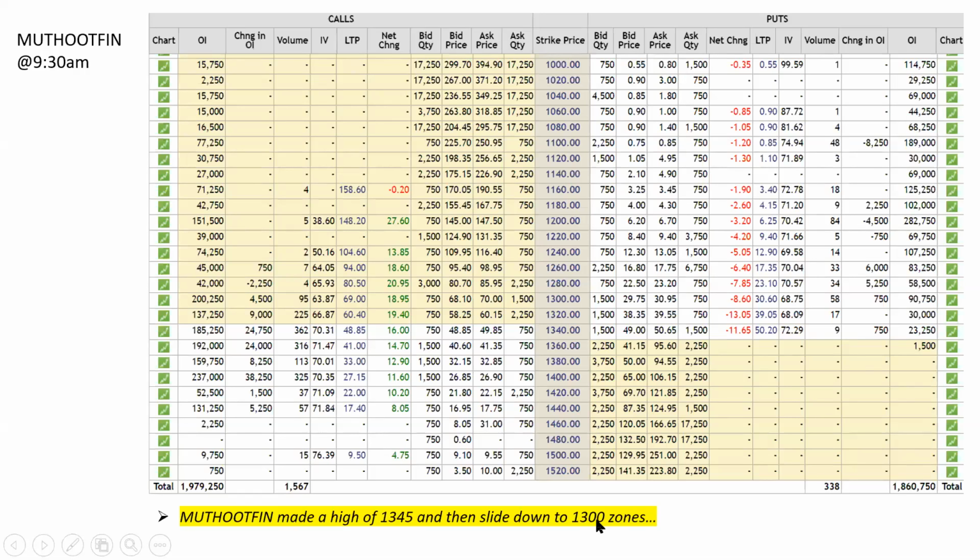And what happened later: Muthoot was quoting at 1339 then, and it only made a high of 1345, and then it slid to the 1300 zone. That means Muthoot didn't sustain above the 1340 zone. It went up, of course, because OI was bullish and price was bullish. It went a little up, but it didn't sustain, and it slid down to the 1300 zone. So here we understand that very high OI suddenly is a cautious thing to watch.